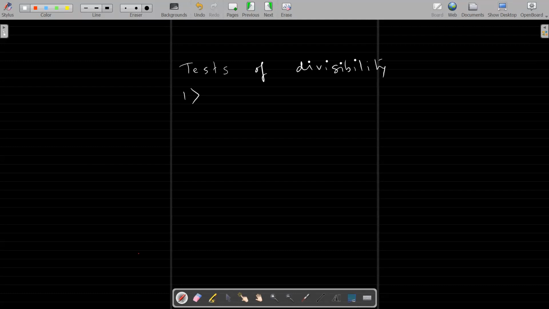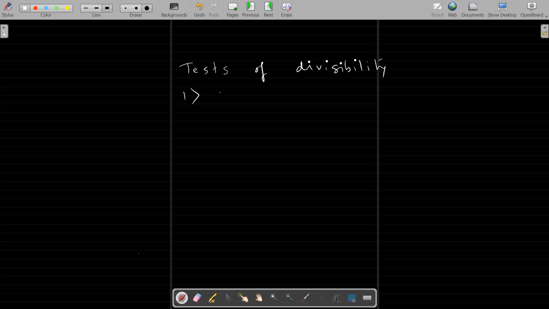Let's do some simple ones. The divisibility test of 1 is anything, right? Anything which is 1 and above will be divisible by 1. So everything is divisible by 1. For 1, there is no test. Everything is divisible by 1.